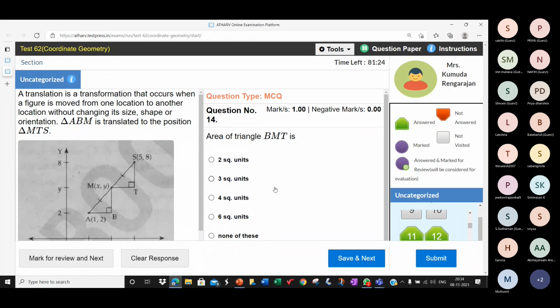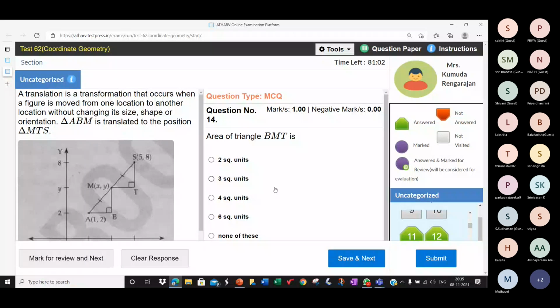How? Just now we found out MT is 2, ma'am. Correct. And the Y on the Y axis is equal to 5, ma'am. 5 minus 2 is 3, ma'am. Half base into height, ma'am. Very good. 1 by 2 into 2 into 3, ma'am. Very good. Half base into height.